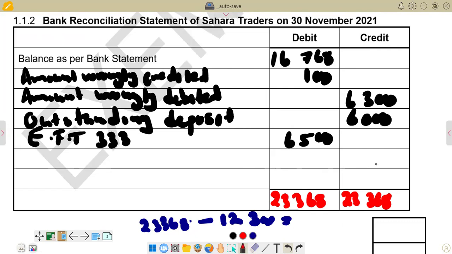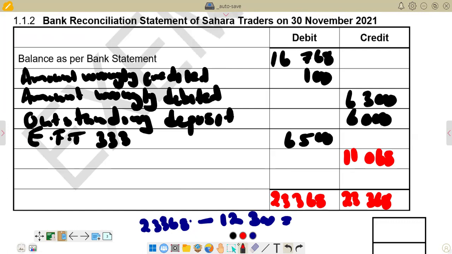Remember, the balance will come on the side with the lesser total. We are seeing that the lesser total is on the credit side. So we put our balance here, 11,068. And this is going to be the balance that we have on the bank account. It's a credit balance because in this case our balance is going to be on the debit side. So it's going to be a debit balance of bank reconciliation, but on the bank account it's a credit side.